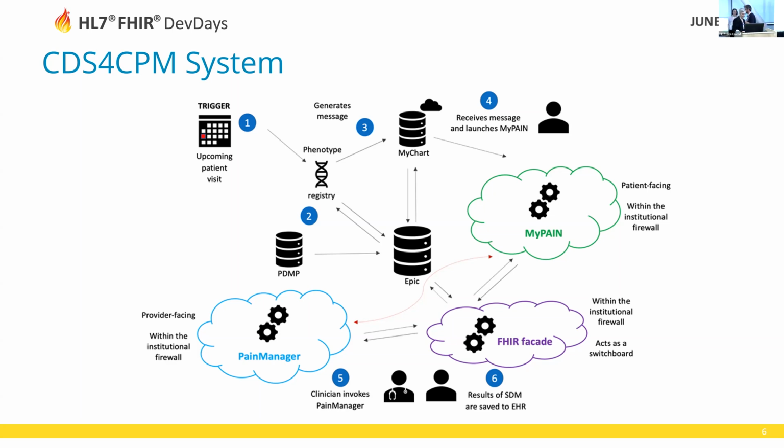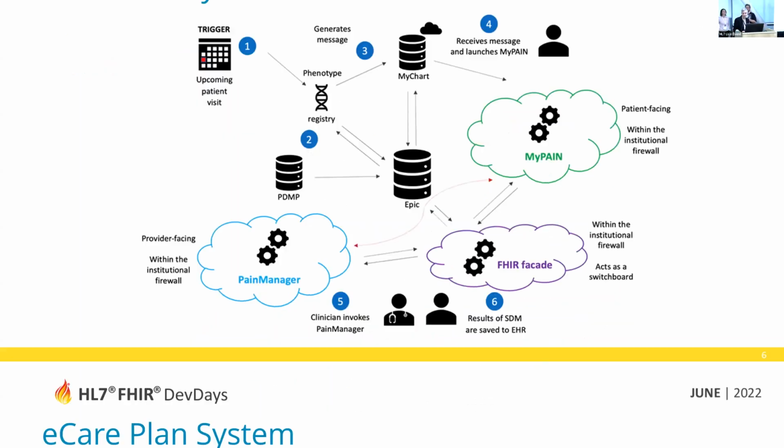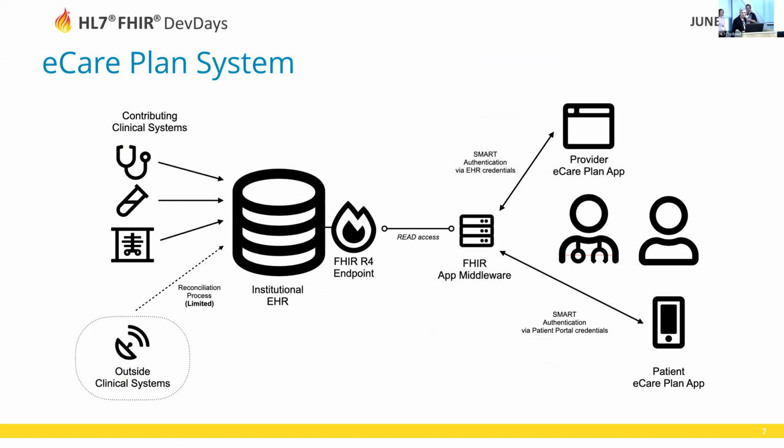So by comparison, we also built an AHRQ-funded project looking at care coordination for people living with multiple chronic conditions, the eCare Plan system. In this case, the FHIR middleware also could be called a FHIR facade, but did significantly less. So in this situation, what we were trying to do is support care coordination, also a patient-facing app and a provider-facing app. And the goal, of course, was to try to maximize what we could in terms of the native Epic FHIR endpoint.